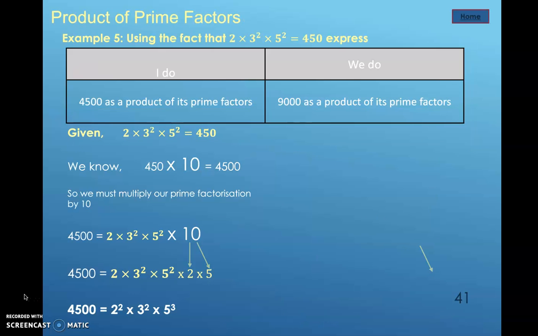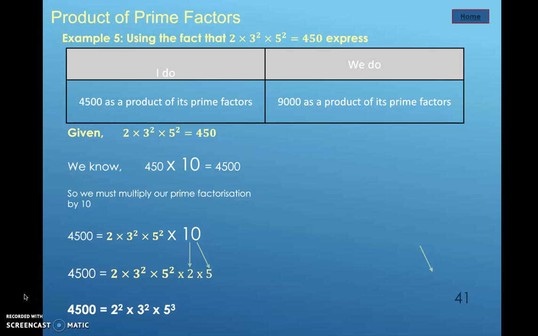So now, again, we're using the same skills of understanding how to break things down into a product of its prime factors, but we're using this skill in a different way. So we're given in the question that 2 times 3 squared times 5 gives us 450.